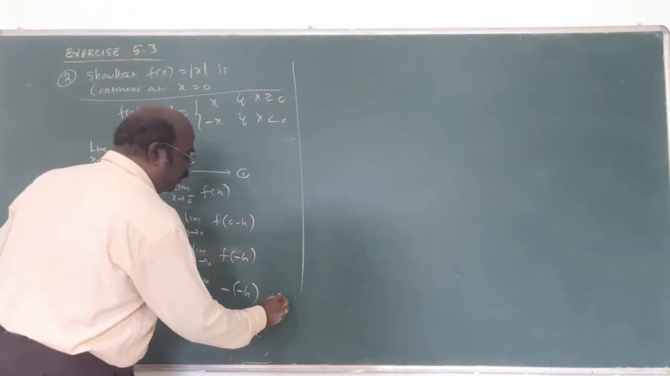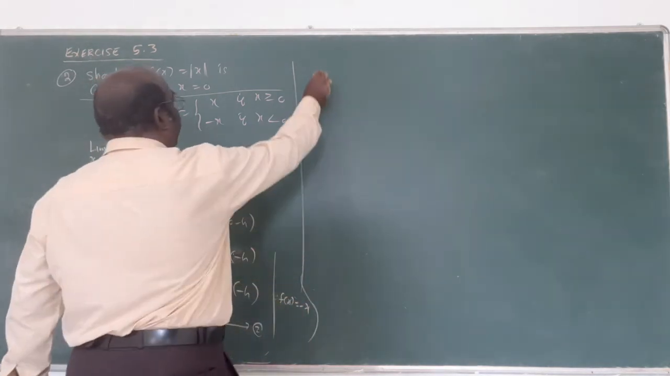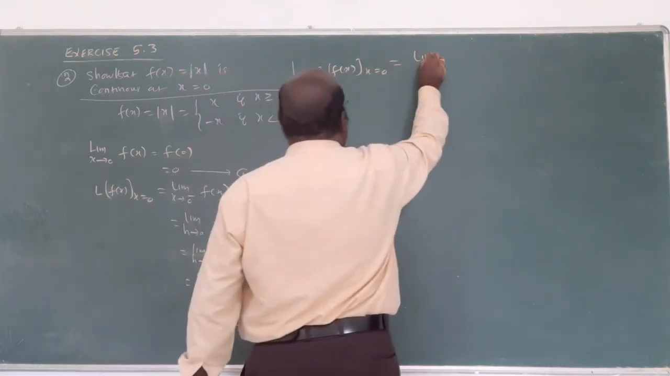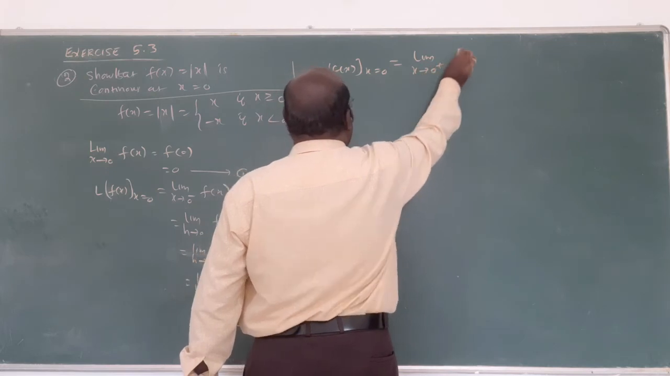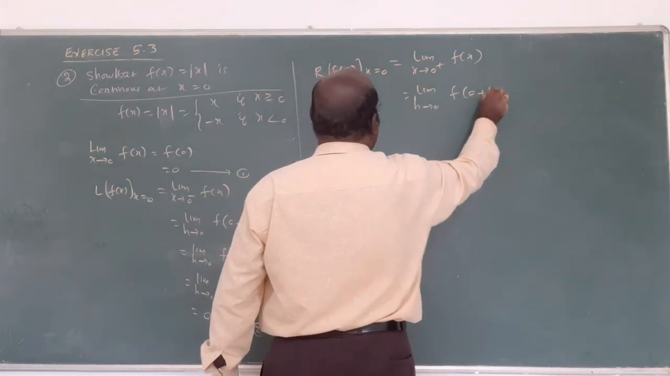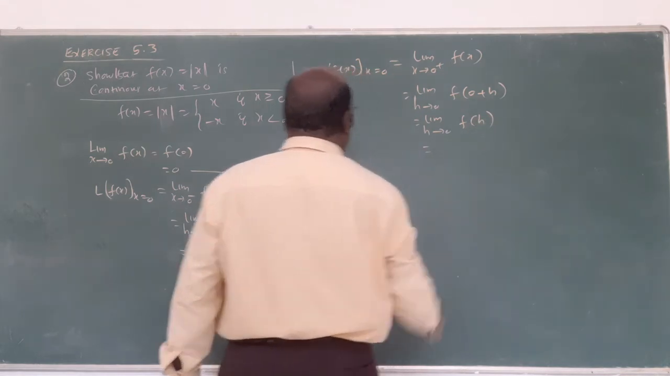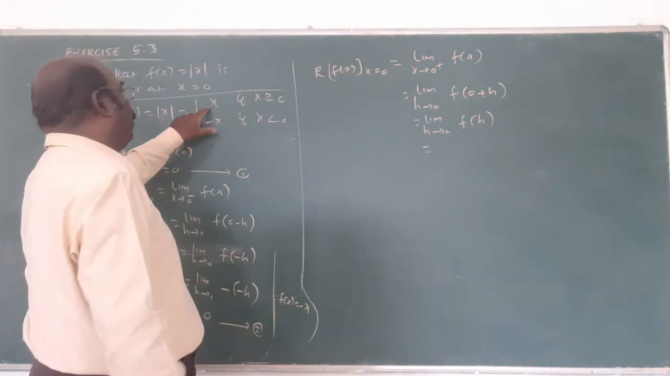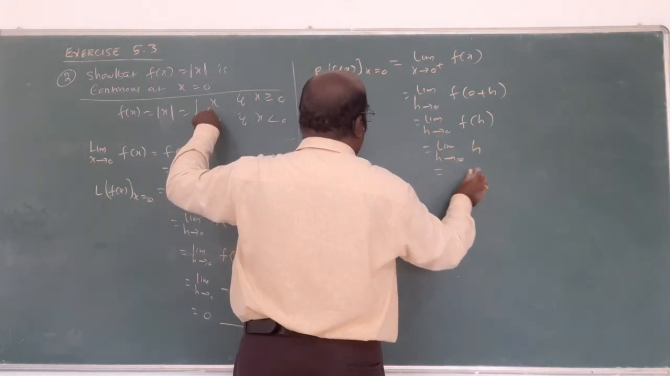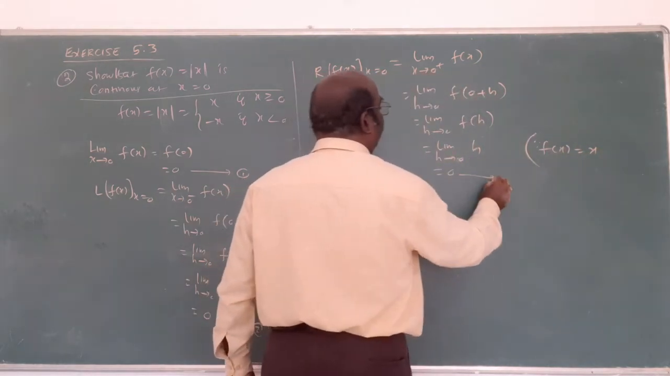Mind it, here f of x equal to minus x. Now write the right limit of f of x at x equal to 0, which implies the limit as x tends to 0 plus of f of x, the limit as x tends to 0 of 0 plus h. Here 0 plus h also is h only. Now again, plus means only positive, only h will come. Therefore here f of x equal to only x. So 0 is the answer.